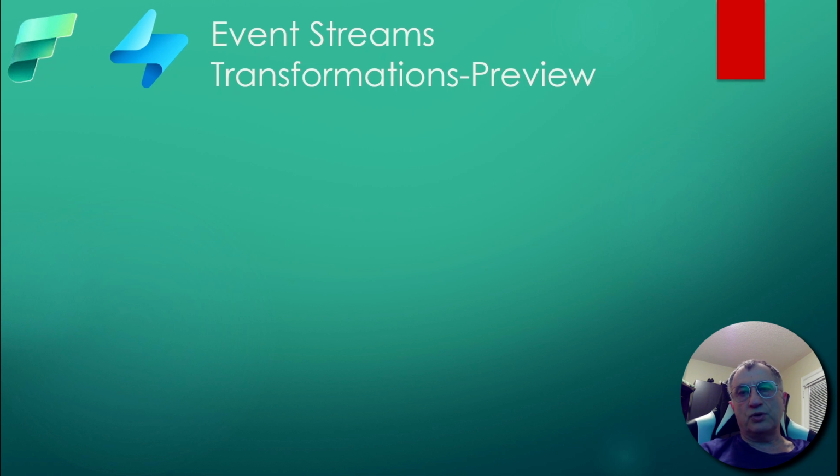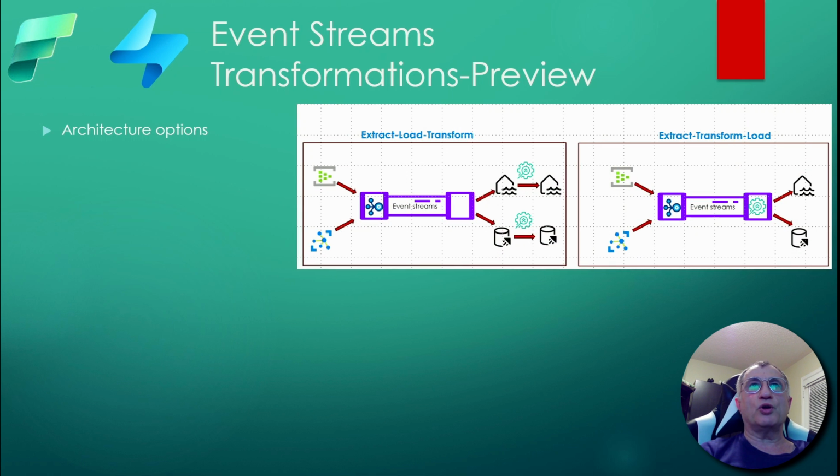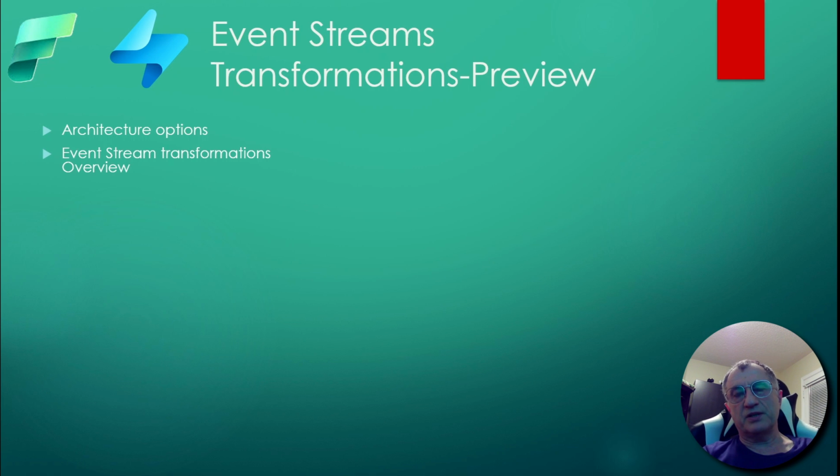Here's a quick preview of what I'm going to cover today. I will start with the discussion of architecture options when it comes to transformations. So there are different options. You can either do extract, load, transform or you can do extract, transform, load. Event streams allow you both. So I'll explain the differences between these approaches. Then we'll talk about different event stream transformations that are available in Microsoft Fabric.